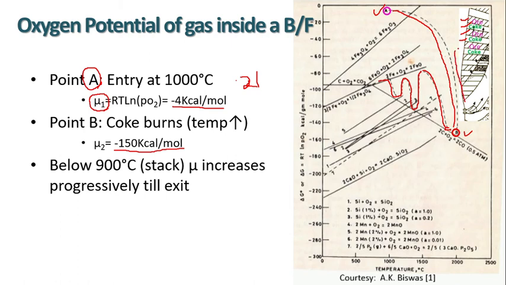In front of the tuyeres the temperature is about 2000 degrees centigrade. The temperature goes on decreasing as the hot gas strikes the raw material, since heat is absorbed by the solids, so the temperature goes down to 900 degrees centigrade. This type of fluctuation goes on, and when the temperature falls below 900 degrees centigrade, in the stack region, the oxygen potential will go on increasing steadily.